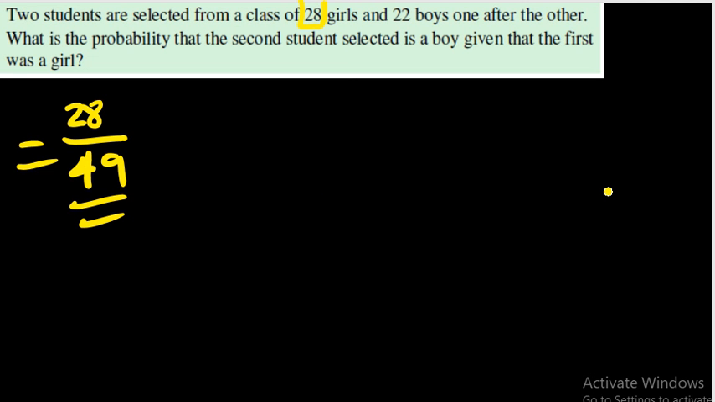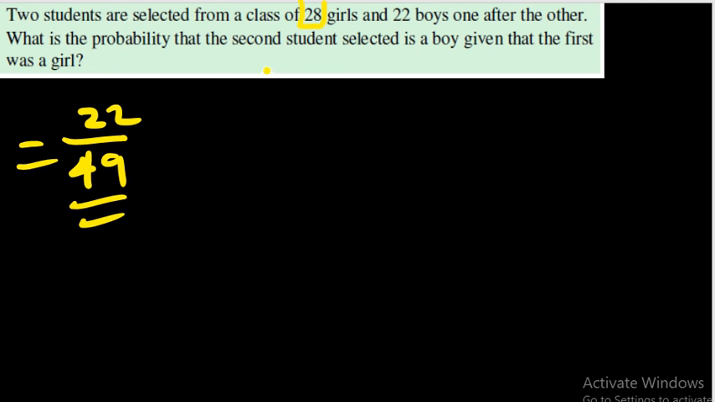Just to repeat, 2 students are selected from a class of 28 girls and 22 boys. Actually this must be 22 boys, one after the other. What is the probability that the second student selected is a boy, given that the first one is a girl? So one girl is already chosen, consider.